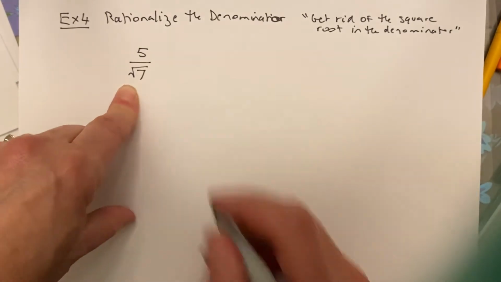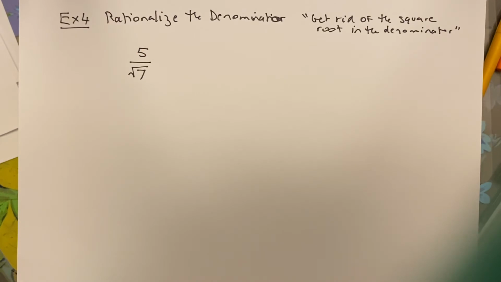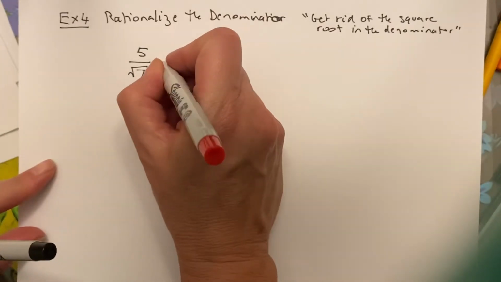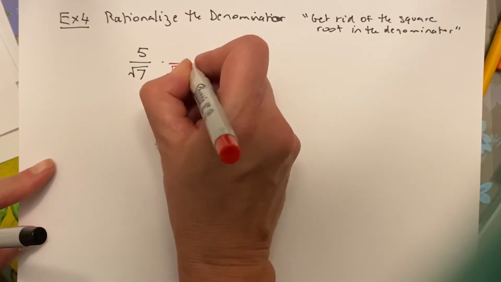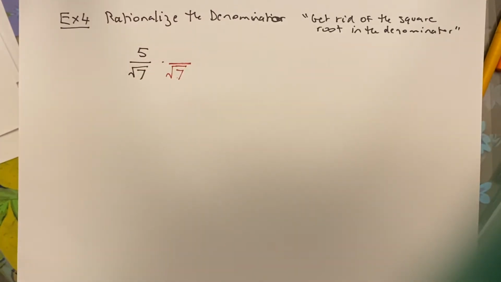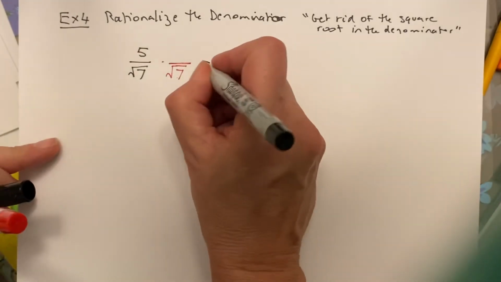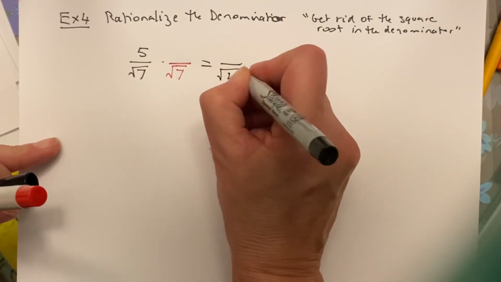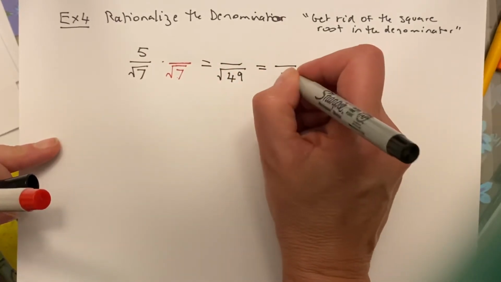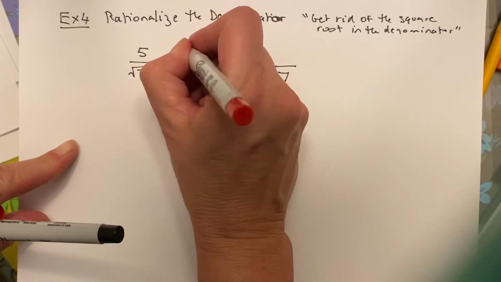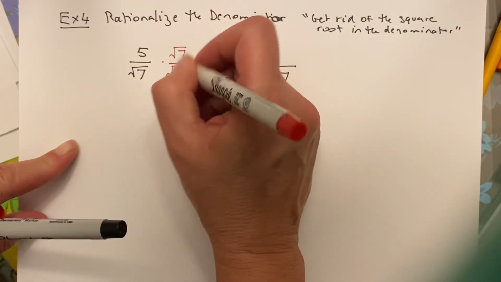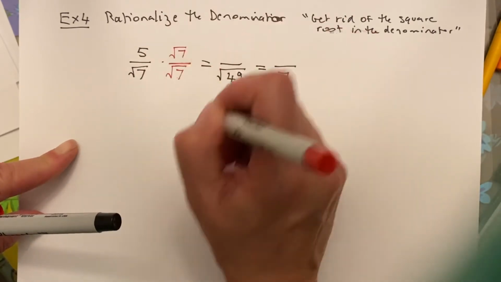Well, the way to get rid of a square root in the denominator is to multiply it by the same number, because if you multiply the square root of 7 by the square root of 7, you have the square root of 7 squared, right? Which is 49, which will end up giving you 7 on the bottom. So you've now lost your radical on the bottom. The only way you're allowed to do that is if you multiply square root of 7 over square root of 7, so that you really are just multiplying by 1.